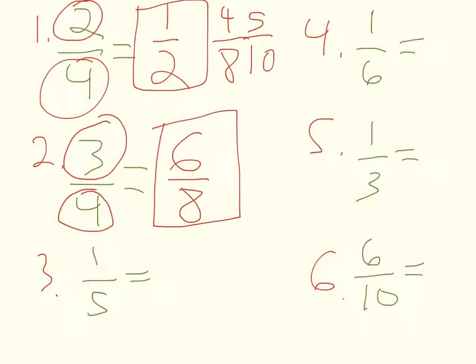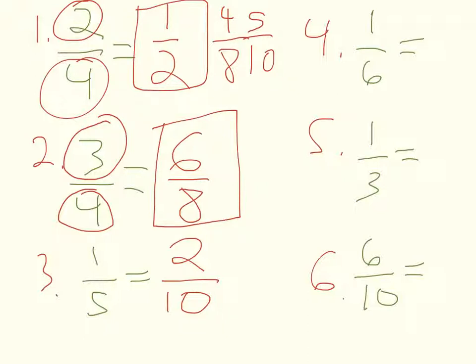Should we try it again? Let's look at number 3. What's an equivalent fraction for 1/5? There's lots of equivalent fractions for 1/5. What if I just double 5? Let's try that. Double 5 and we get 10. And then double 1. 1 doubled is 2/10. So 1/5 is the same as 2/10.